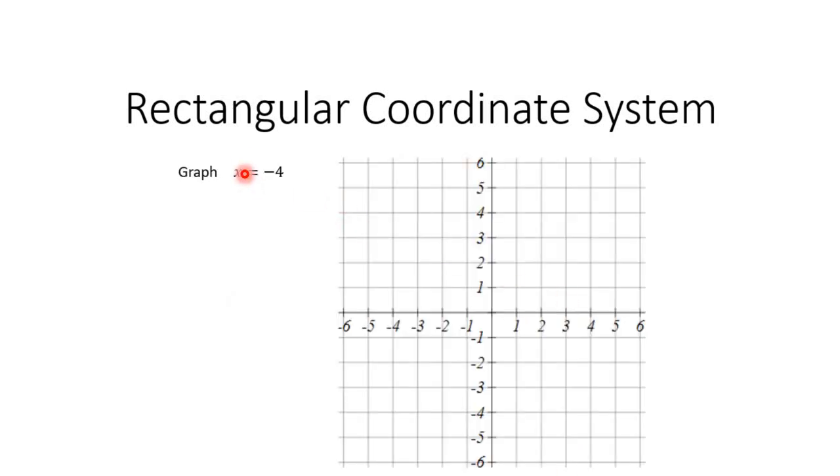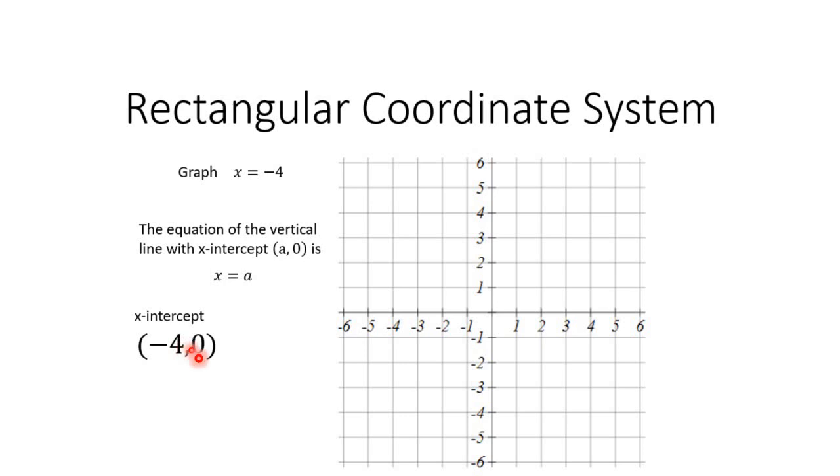Let's graph this vertical line. I know it's a vertical line because it fits the formula. It says the equation of a vertical line is x equals a. In this case, a is negative 4, which means that the x-intercept is (a, 0), or (-4, 0). So I'm going to plot that point, (-4, 0), and I'm going to make a vertical line going through (-4, 0). And that's the graph of the vertical line.